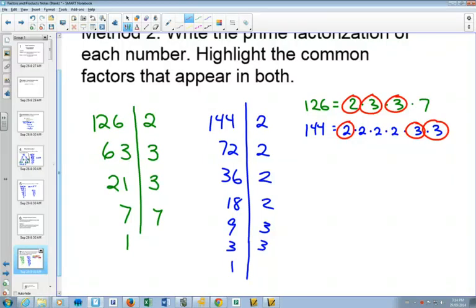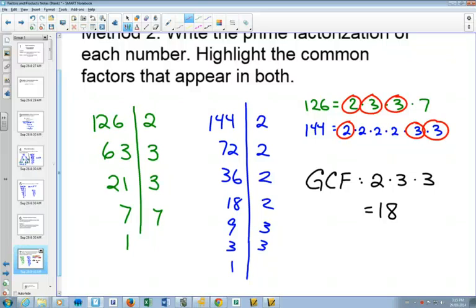So our greatest common factor will be 2 times 3 times 3, which is 18. That's the largest number that divides both of them. Now, this provides us with a technique that if we do the prime factorization of both numbers, we can find the greatest common factor quickly.